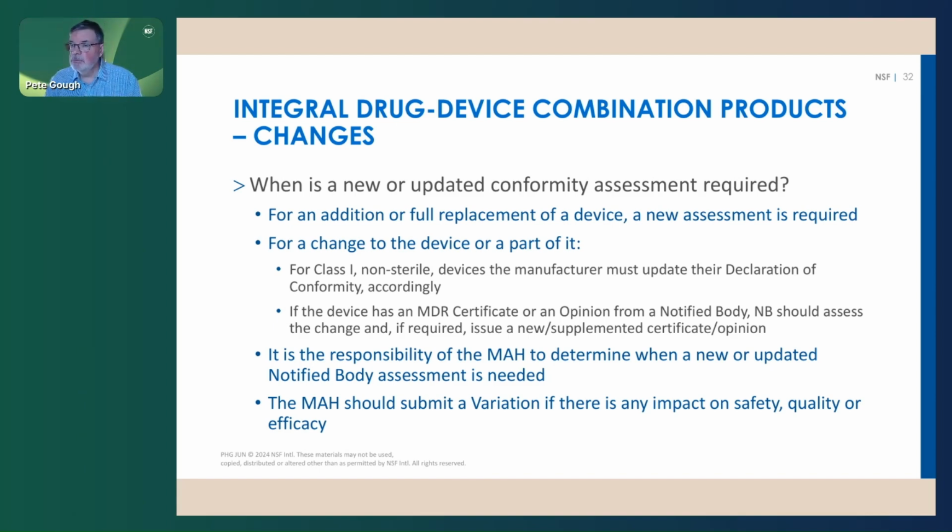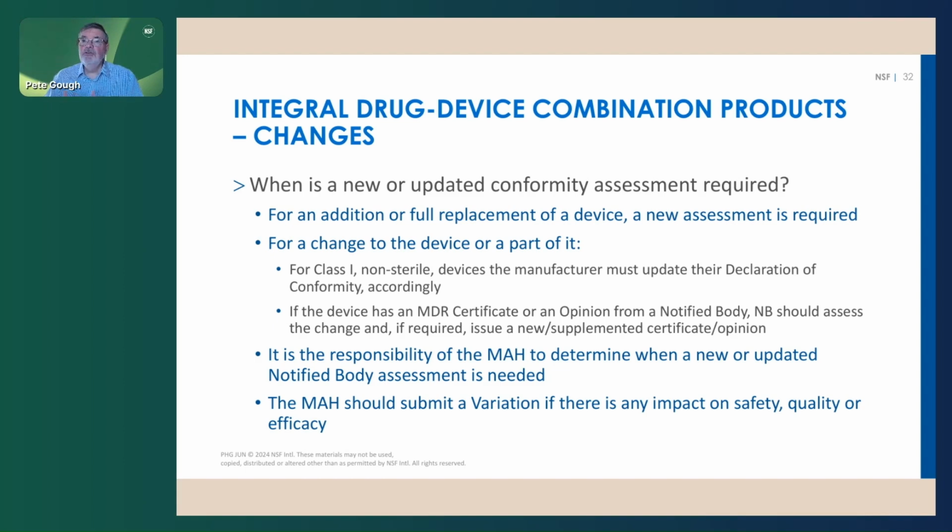So again, that was a change that was introduced by the medical device regulation. It is the responsibility of the marketing authorization holder to determine when a new or updated notified body assessment is needed, but generally they would do that, obviously, in consultation with the notified body, and undoubtedly the national competent authority would take a view on that, and if they thought you hadn't had the right level of notified body scrutiny, would undoubtedly take that into account and inform you of that as they scrutinize the variation.